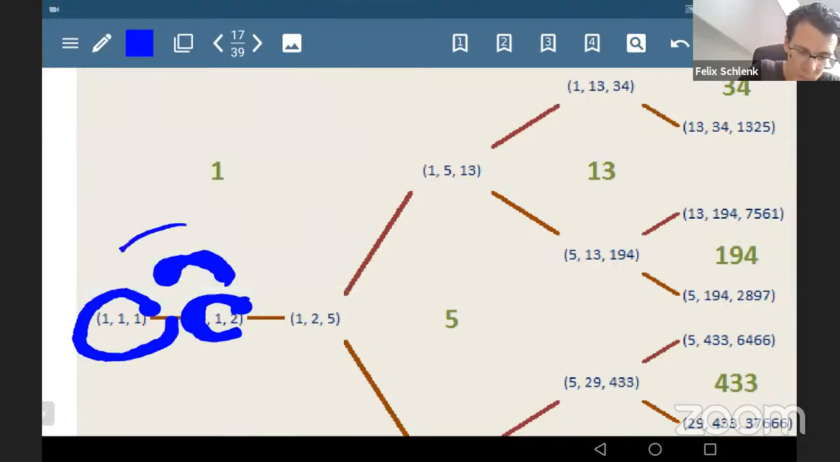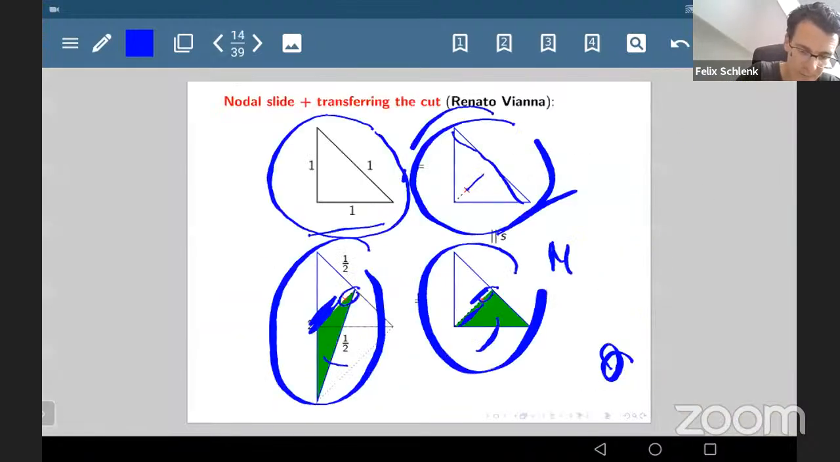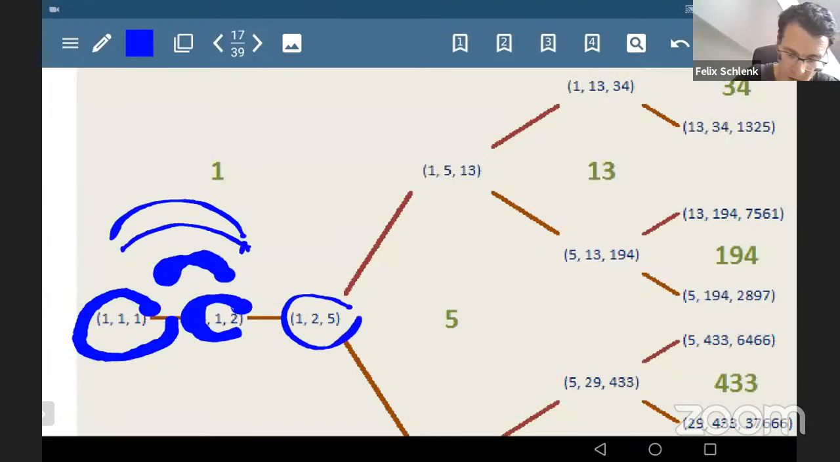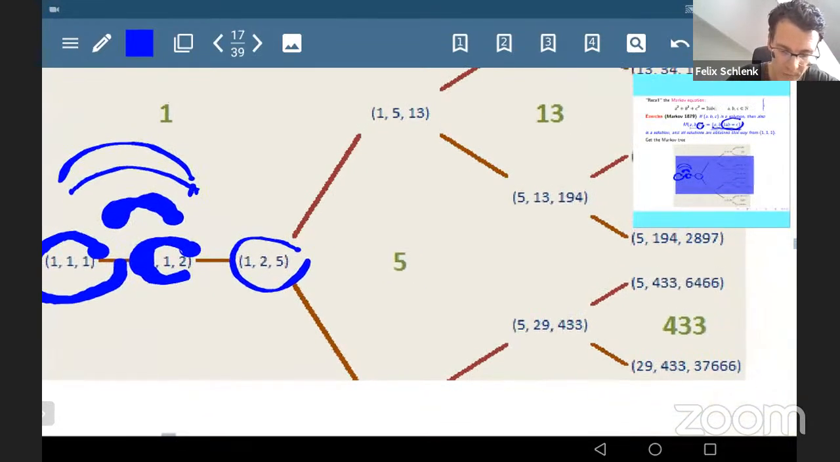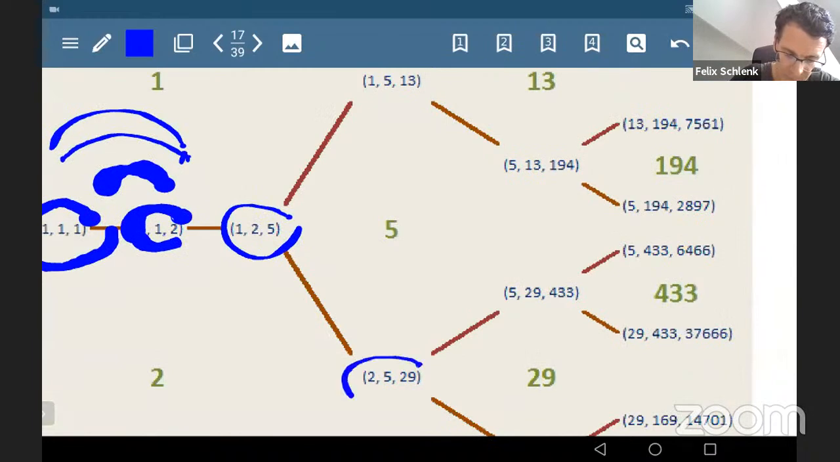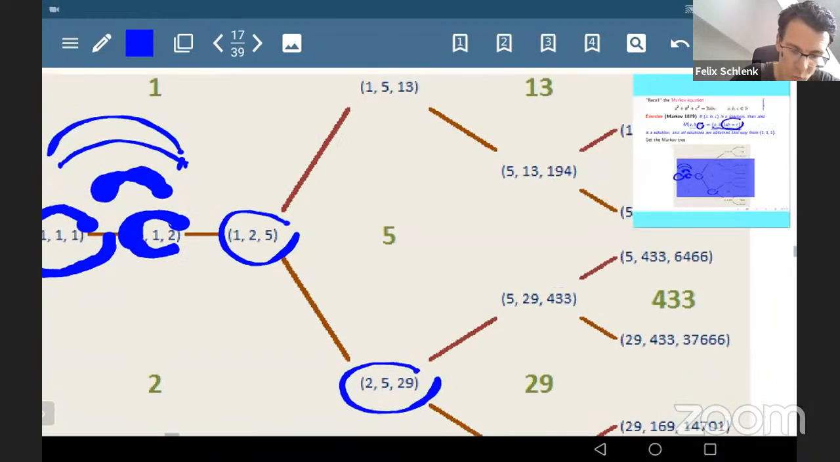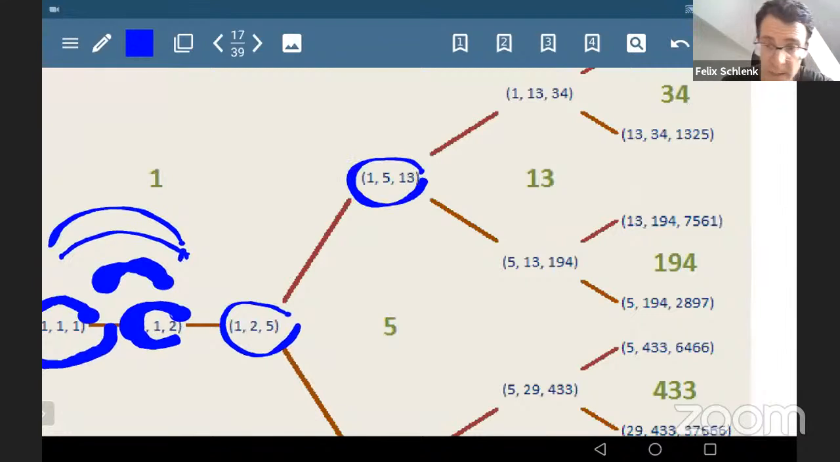You see, when you create the 2 by this move, and then you take C equal to 2, you just go back. Now, when you are here, when you apply to 5, you go back because you just created the 5. But then when you apply to 1, you get 2, 5, 29. And if you apply to 2, you get 1, 5, 13. And then once all the numbers are different, you get a trivalent tree.